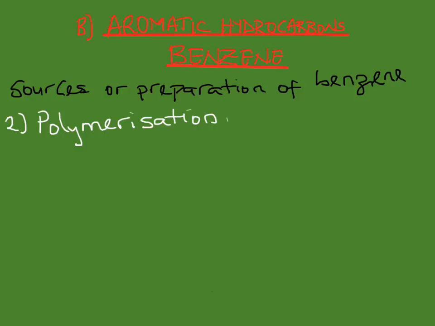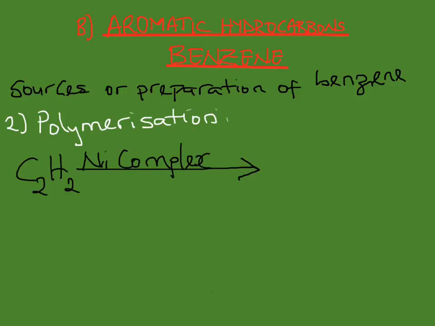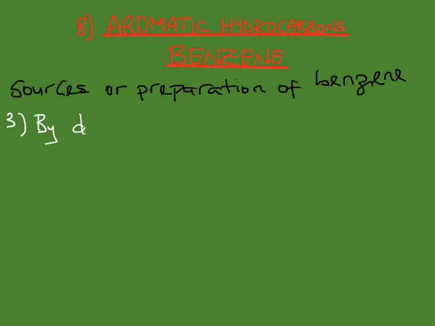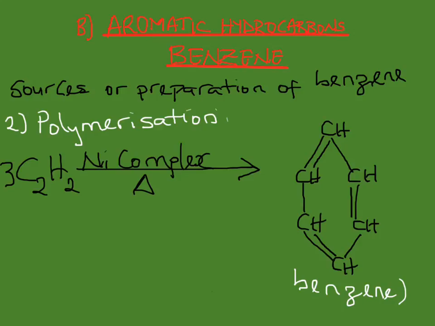The next we'll be looking at is polymerization. When ethyne is heated in the presence of a complex nickel catalyst, it polymerizes to yield benzene. Like you can see there, that is ethyne being polymerized in the presence of a complex nickel catalyst and heat. It is going to yield a benzene structure.